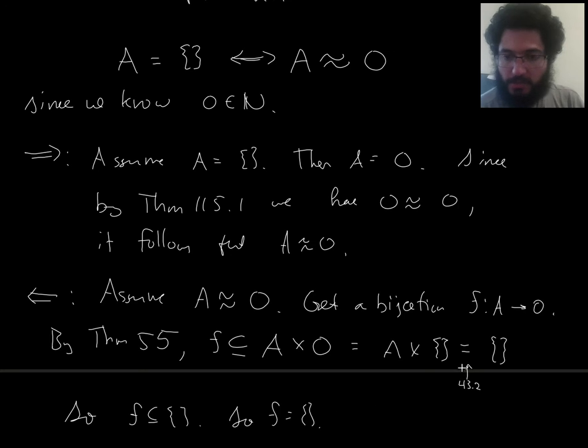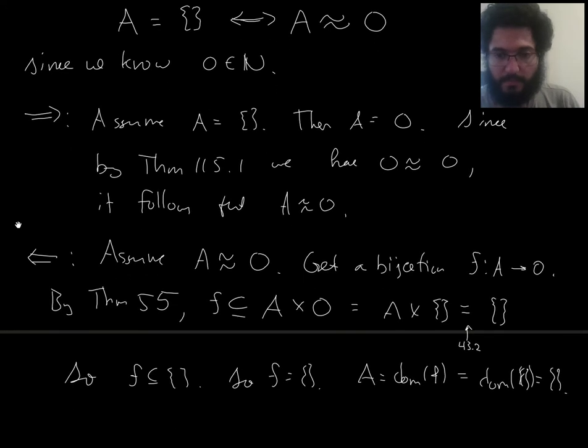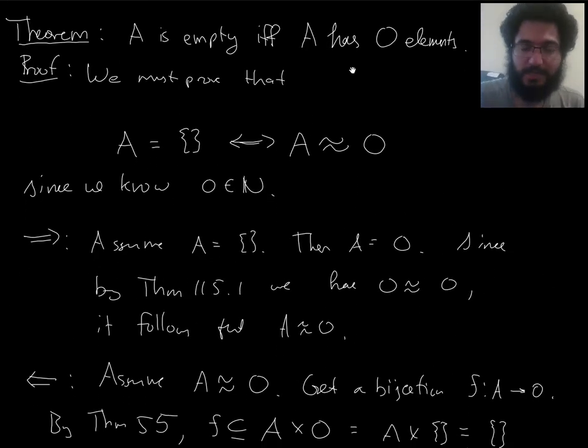Well, actually, my goal was to show that A is the empty set, but now I've shown that F is the empty function. Well, A is the domain of F, so it's the domain of the empty set, which is the empty set. How about that? So we have shown that a set is empty if and only if it has 0 elements.